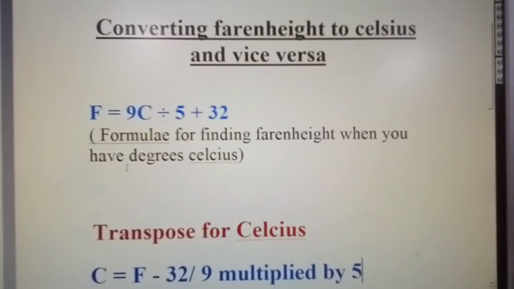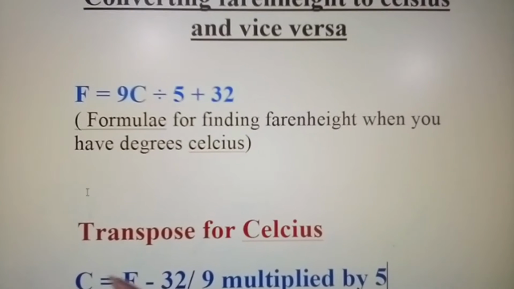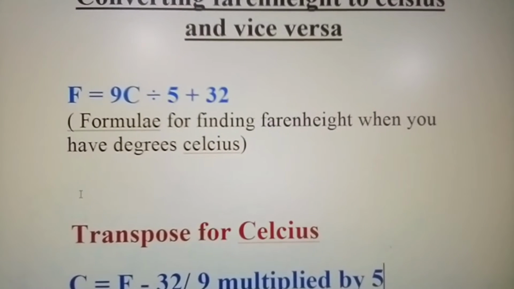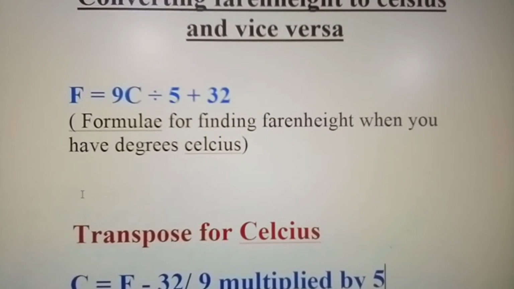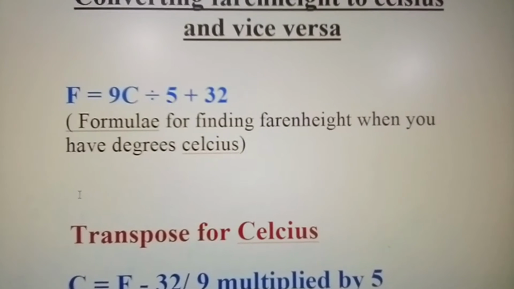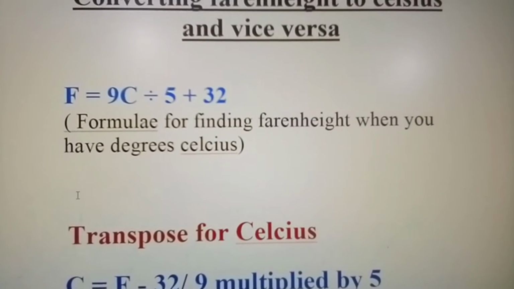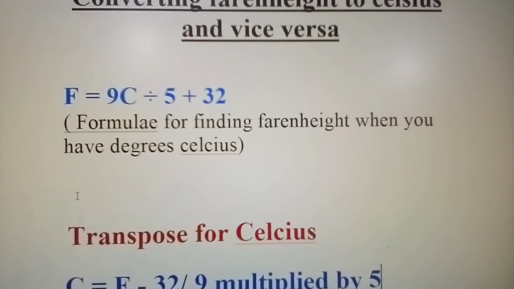Now just pan back a bit. And here we also have to transpose for Celsius: C equals F minus 32 divided by 9 multiplied by 5. Okay? And that will give us degrees Celsius when we have been given Fahrenheit.